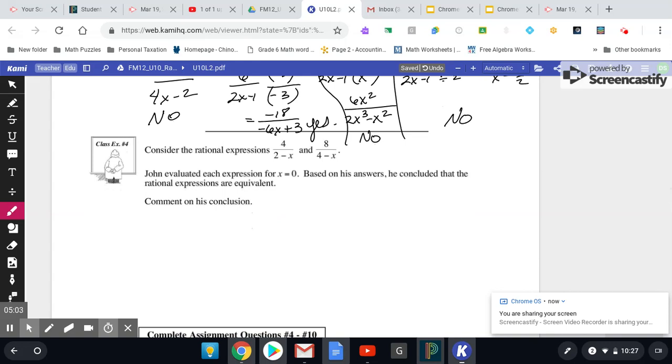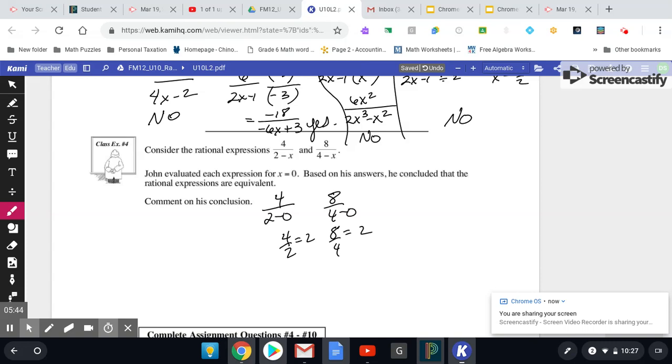All right, consider the rational expressions 4 over 2 minus x and 8 over 4 minus x. John evaluated each expression for x equals 0 based on his numbers. He concluded that the rational expressions are equivalent. Comment on his conclusion. Well, just because it worked for 0, which was true, we get 4 over 2 and 8 over 4. Those are both 2. Just because it works for one possibility, it would have to work for all of the possibilities. So let's just try a different one.